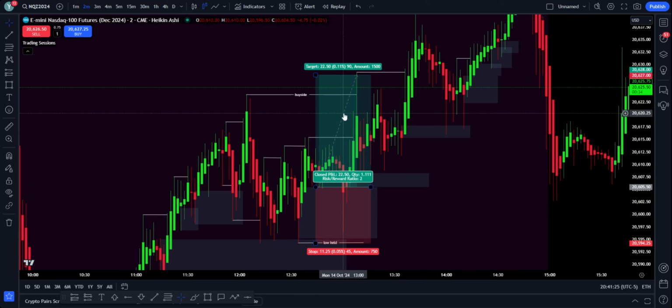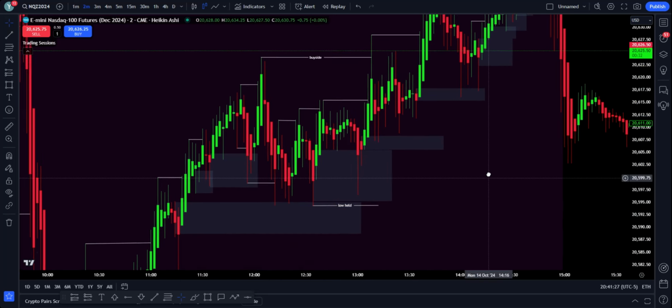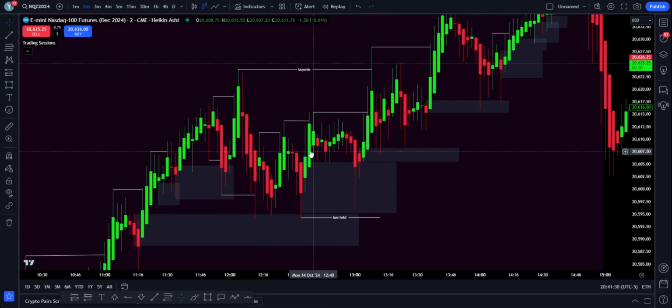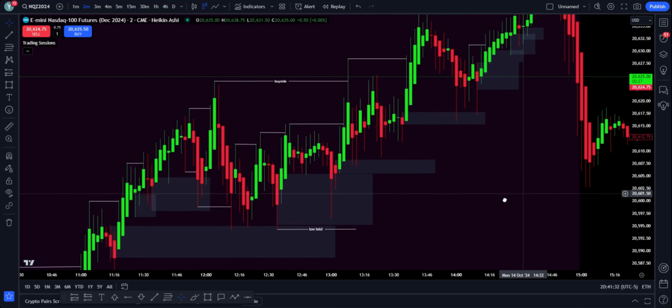Yeah, you got a 1 to 2 over here. You just have to be careful. But as you can see, it's pretty much easy. Breaker structure happened right there. The market comes back to retest and pushes all the way back higher.